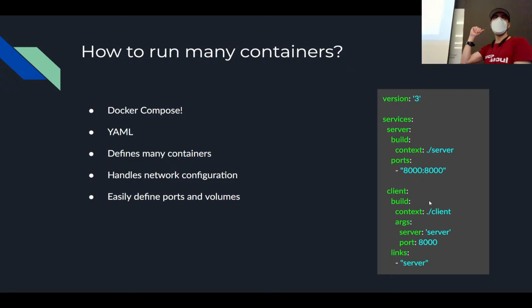Although theoretically it should work with JSON, because JSON is technically a subset of YAML, but... So first, it defines many containers, it handles network configuration for you, and it allows you to define ports and volumes. Wait, Beege, you told us ports, but what the hell's a volume?